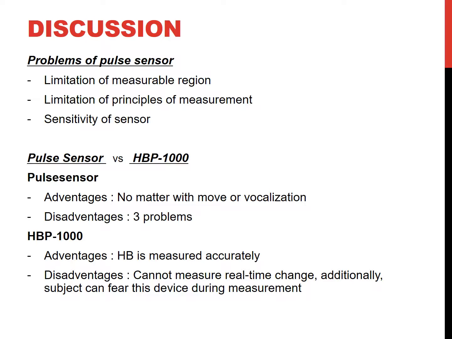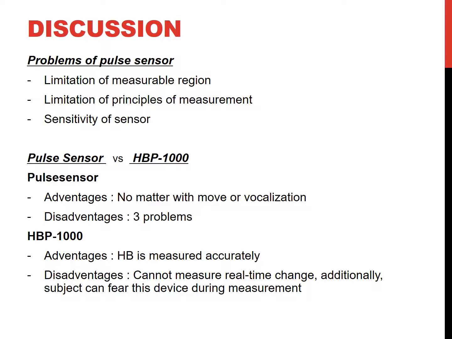While measuring the heartbeat by pulse sensor, I found 3 problems. First, limitation of measurable region. This device shines infrared ray into the capillaries and measures the reflected infrared ray. So the pulse sensor can only be used on peripheral regions which exactly reflect a proper amount of infrared ray.